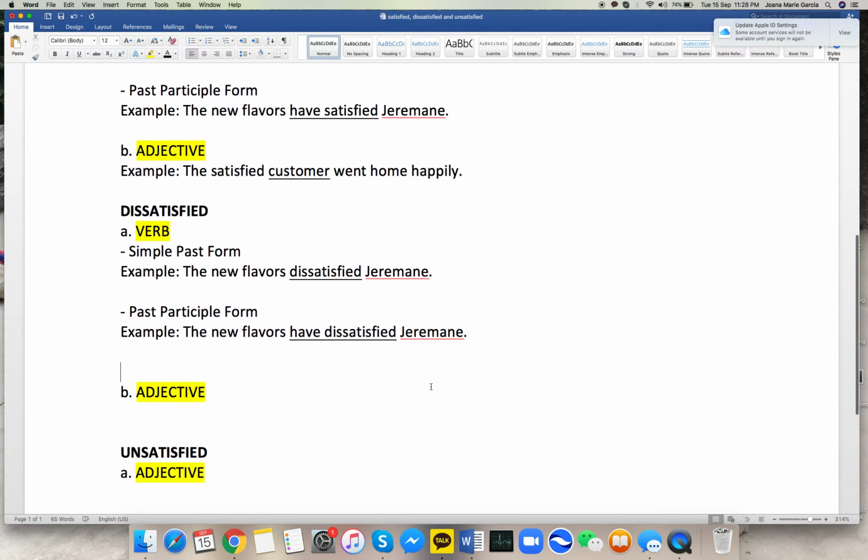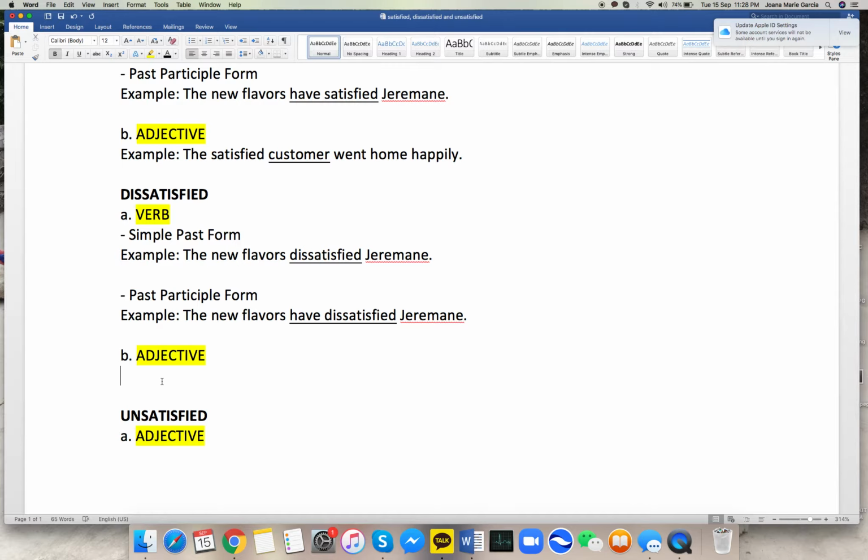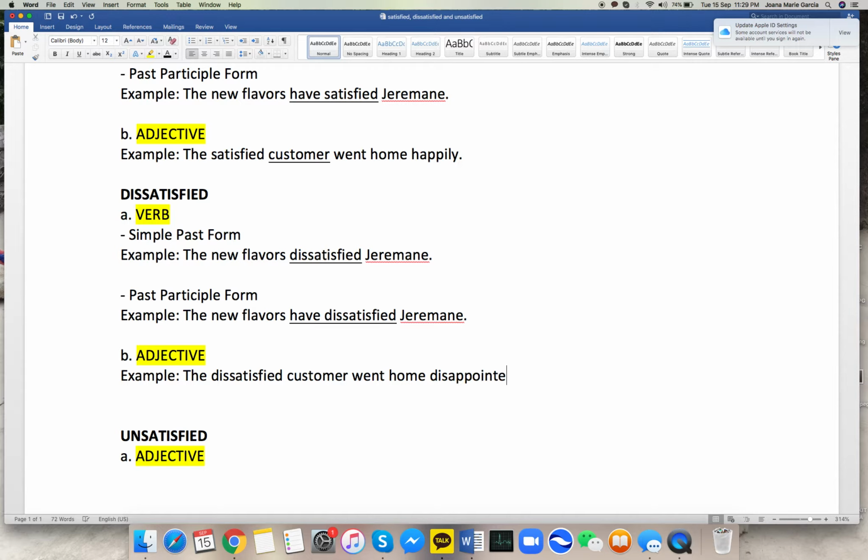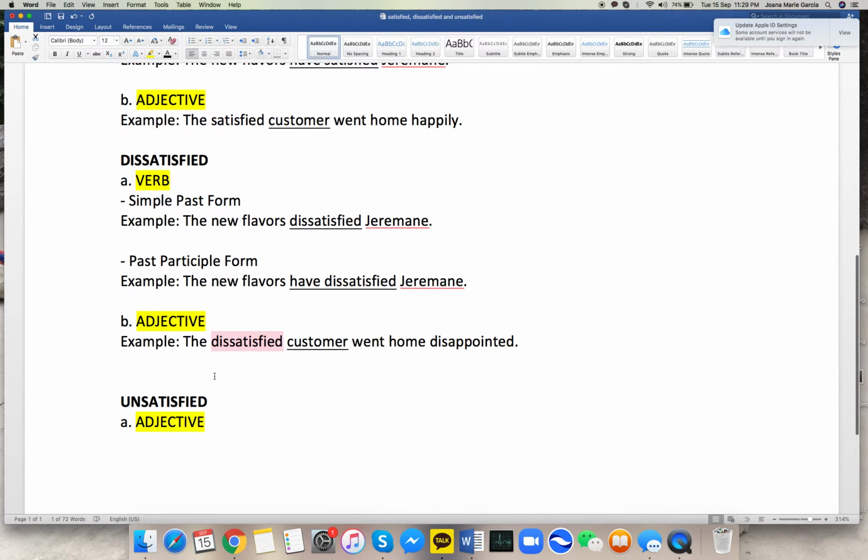So you can use those things as well. But as an adjective, of course, it can be used to modify a noun or a pronoun again. The same thing. Let's have a similar example, and let's just make it negative. The dissatisfied customer went home disappointed. As you can see here, the subject is customer, and we have the adjective dissatisfied that modifies that noun customer. So that's it.